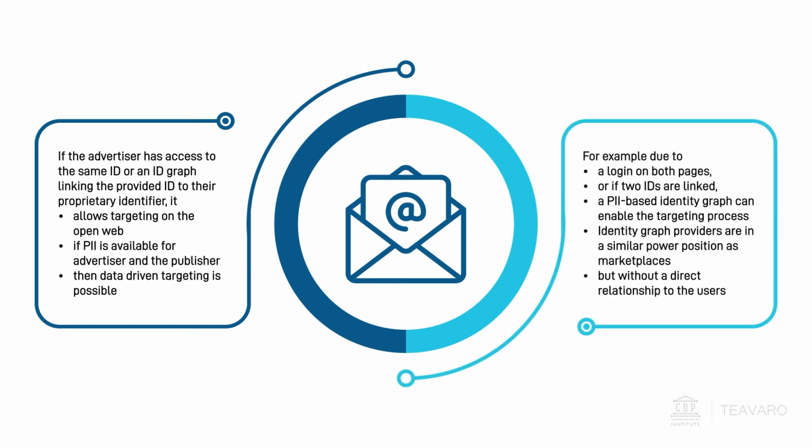For example, due to a login on the pages, or if at least two linked IDs are available, a PII-based identity graph can enable the targeting process through that PII. This puts the ID graph providers in a similar power position as marketplaces, but without having a direct relationship to the users.